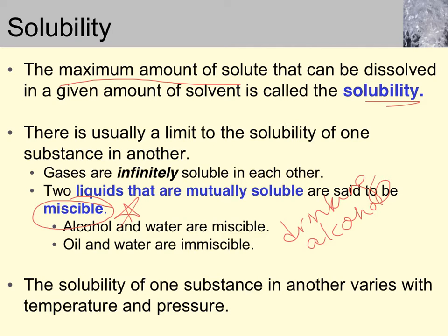That only refers to two liquids when you say miscible, okay? If they are not soluble in each other, we say they're immiscible. So oil and water, again, two liquids. They're not soluble in each other, so we say they're immiscible.